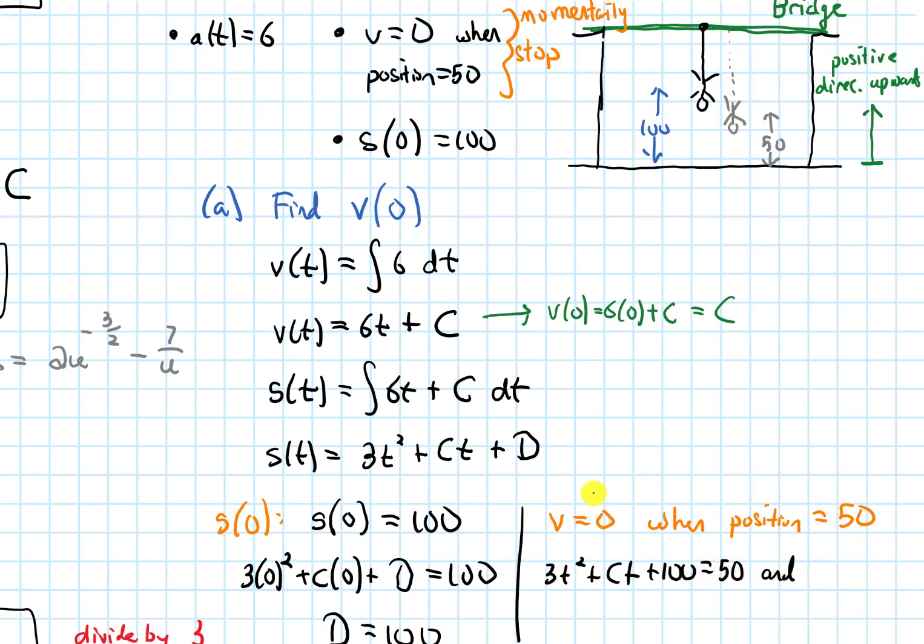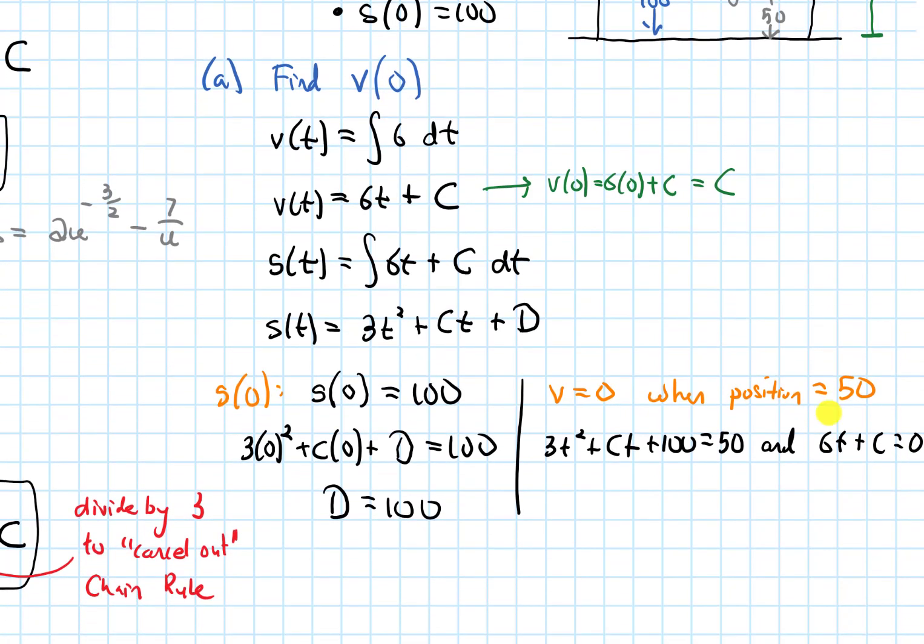And the velocity's got to be 0. So now I'll set my velocity equal to 0. 6t plus c will have to be 0 at the time when this happens. Okay, so if I rearrange the second equation, I get c equals negative 6t. Now we can sub that into the first equation. Doing that, we'll get 3t squared, and if I plug in the c value, minus 6t squared. And if I subtract 100, we get minus 50. So the left-hand side simplifies to negative 3t squared equals negative 50. So t squared equals 50 over 3.